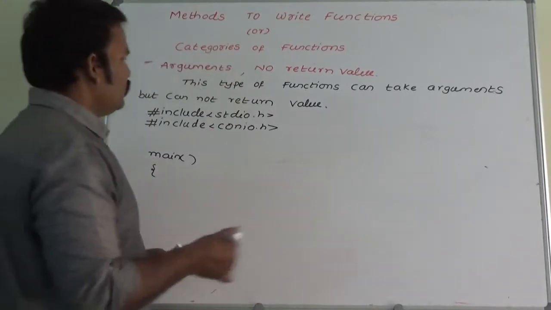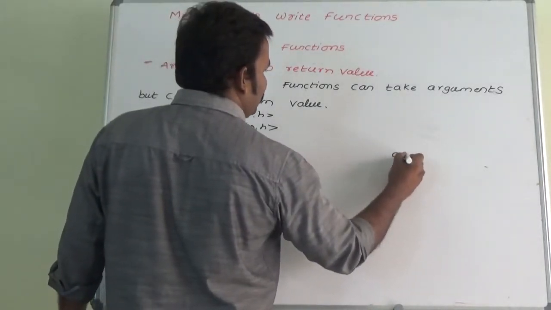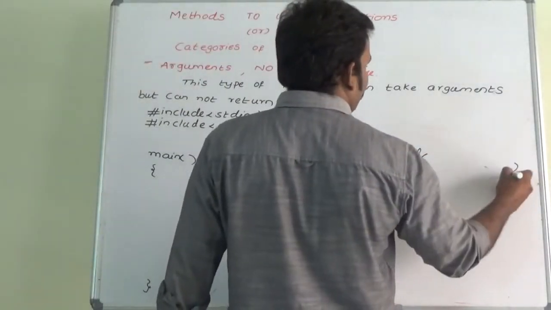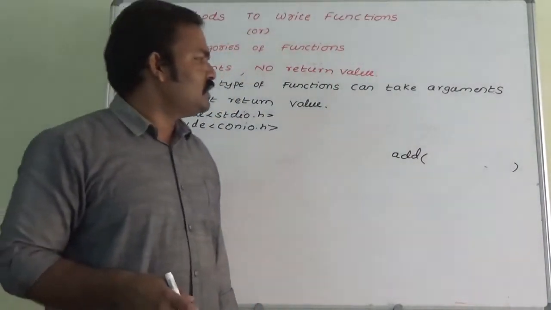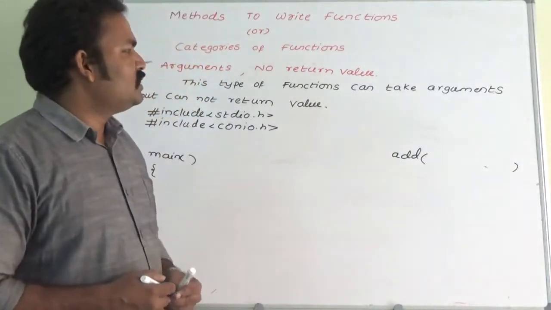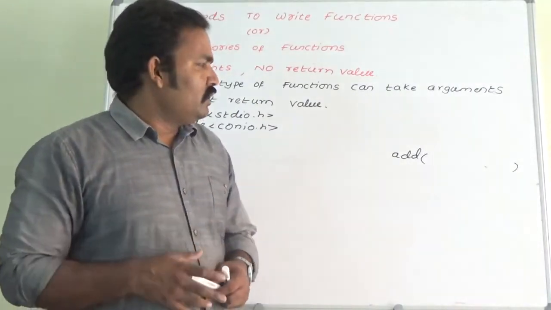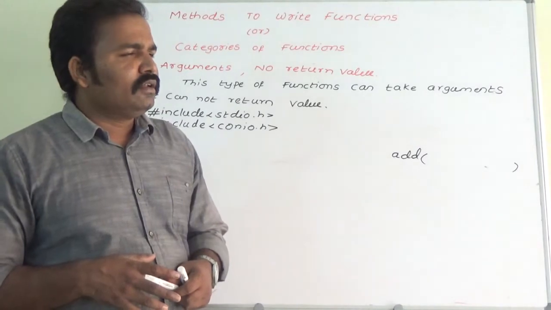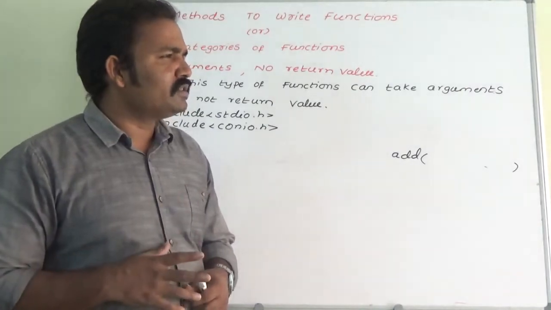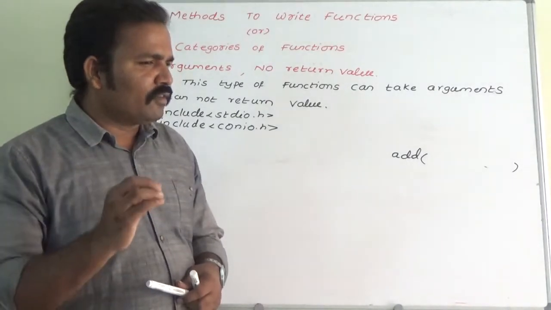My function name is add. This function can take arguments. What is the purpose of the add function? It is used to perform addition of two numbers. To perform addition, the minimum input values is 2. Compulsorily we have to pass 2 values, then only we can perform the addition operation.